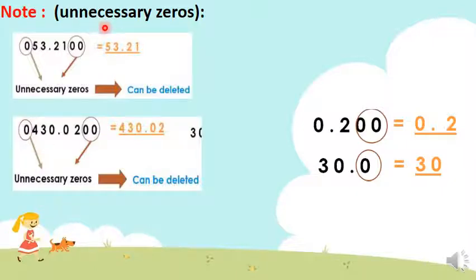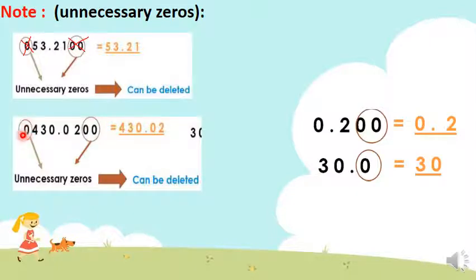The note is about the unnecessary zeros. Unnecessary zeros are the zeros that we can delete, we can cross them. Example, if you have this decimal number, as you know before, all zeros to the left are unnecessary zeros. You can delete them. And if you have a decimal number, only in the case of a decimal number, you can delete also the zeros to the right. So in this case, you can cross these two zeros and you can also cross this zero. So the answer will be 53.21.